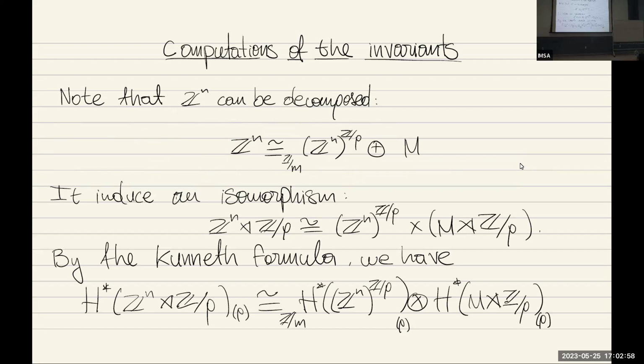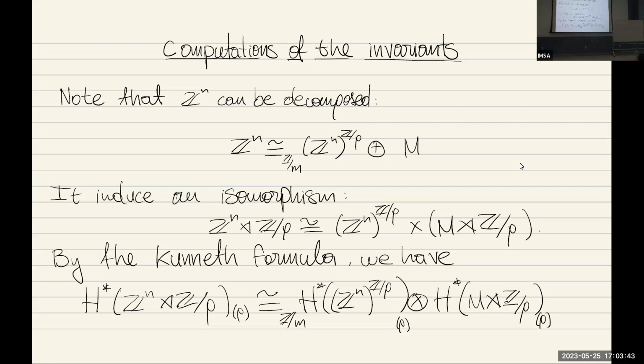Okay. Note that for any action of Z_p over this group, over Z^n, we can take the invariant part, the Z_p invariant part, and a complement. We can decompose Z^n as the invariant part direct sum with a complement. Because the action of the group Z_p is trivial over the invariant part, we can decompose this group as a Cartesian product.